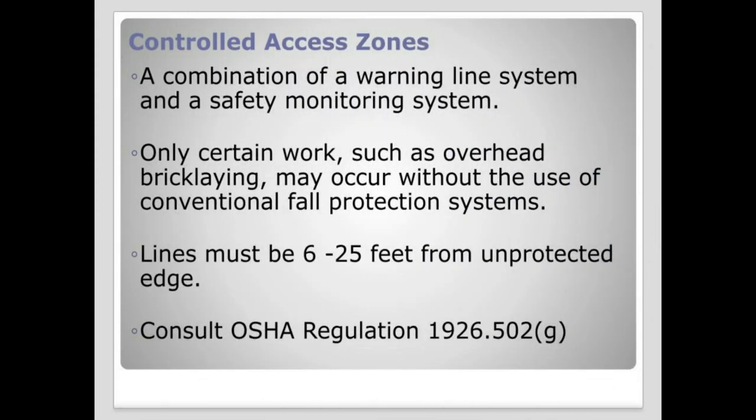Controlled access zones. A combination of a warning line system and a safety monitoring system. Only certain work, such as overhead bricklaying, may occur without the use of conventional fall protection systems. Lines must be 6 to 25 feet from unprotected edge. Consult OSHA Regulation 1926.502.